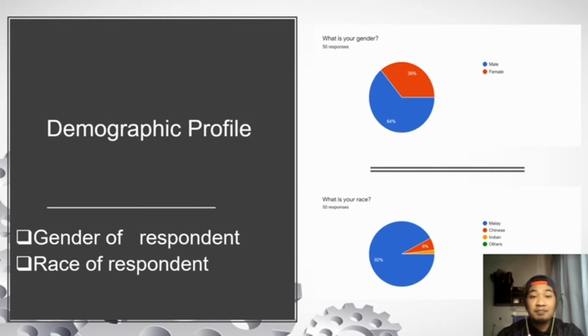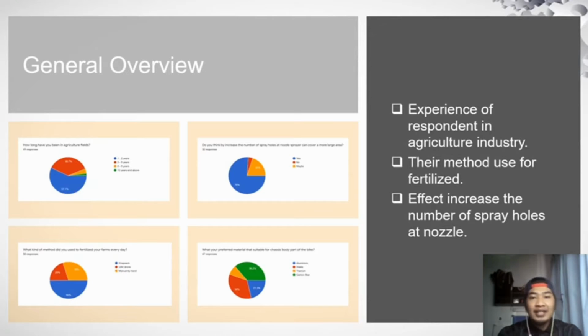Okay, the first part in our survey is about demographic profiles such as gender, age, and also race of our respondents. Okay, the next part is about a general overview of the method farmers use for fertilizer. In this part, we ask about the experience of respondents in the agriculture industry, the method they use for fertilizer on their farm, and also the effect of increasing the number of spray holes at a nozzle, which can cover a wider area.